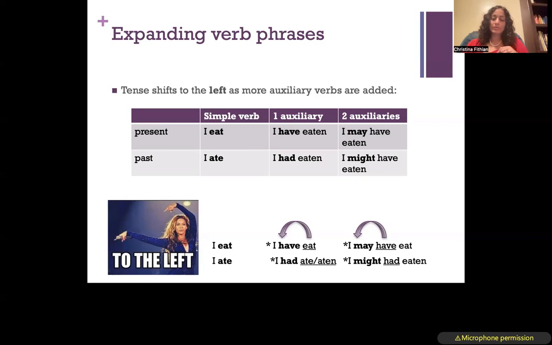Now, with the modal auxiliaries, it's even more salient. I cannot say I may have eat. That's ungrammatical. Nor can I say I might had eaten. So I cannot change the form of have in these contexts because it is a frozen form. It no longer has the tense. So the thing that has the tense is the thing that can change.